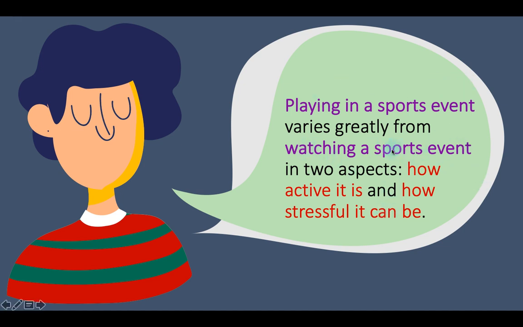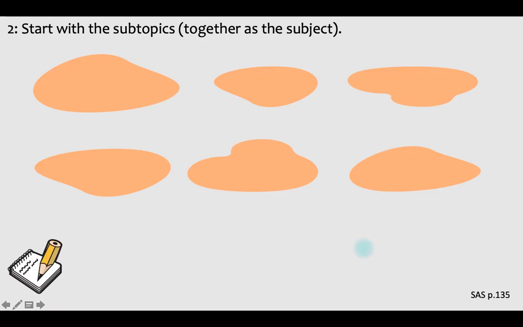Notice that I didn't have to change any of the wording here. I could use them exactly as they are. The gerund phrase and the noun clauses. So let's look at the second way. This time we'll start with the subtopics, and they are together as the subject. So here's our subtopics, their administration and succession, as our subject.